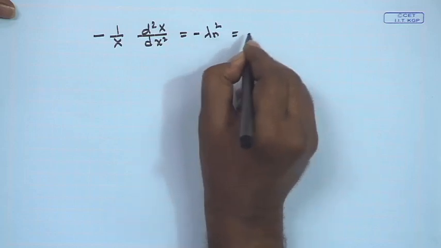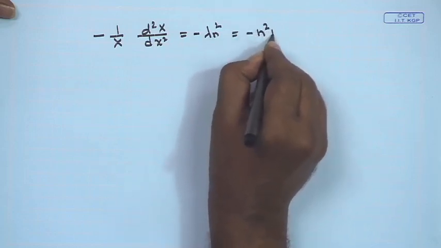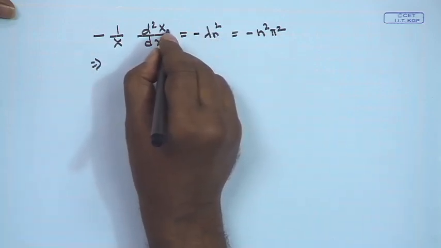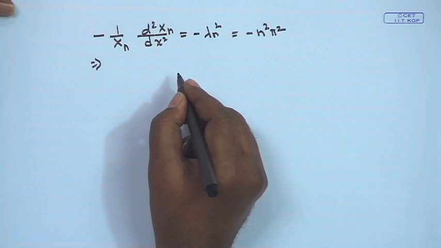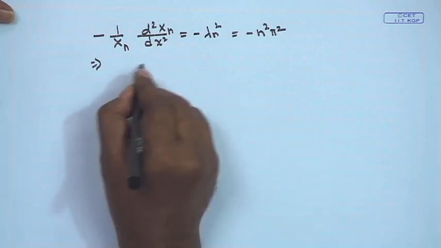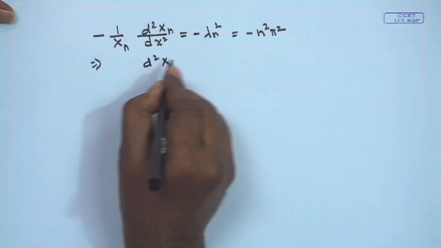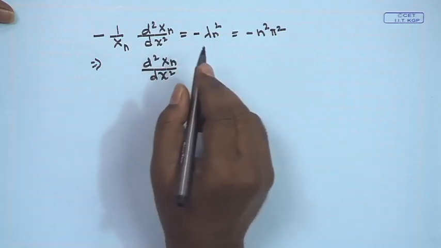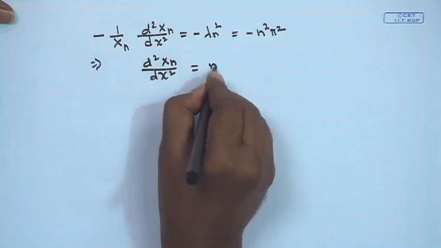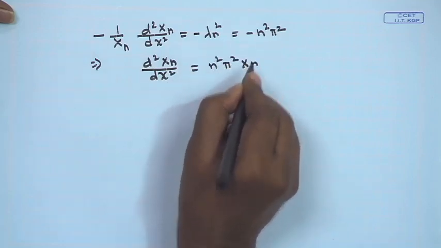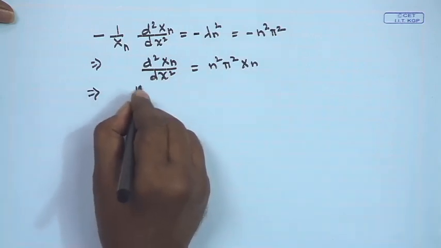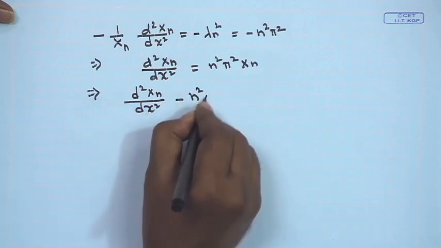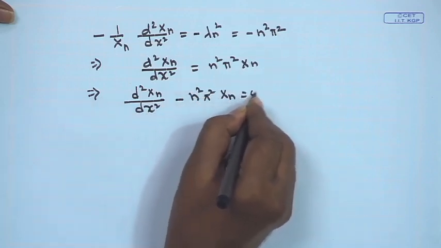So, this that is lambda n, since lambda n is n pi. So, it will be n square pi square. So, write a subscript n to denote the solution corresponding to the nth eigenvalue. So, d square X n by d x square is equal to n square pi square X n. So, if we take it to the other side, d square X n by d x square minus n square pi square X n will be equal to 0.